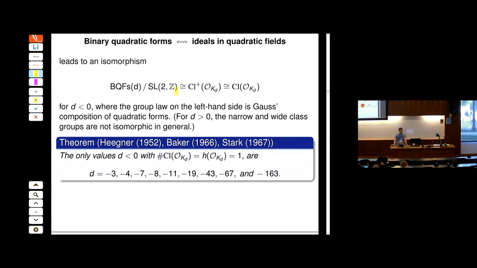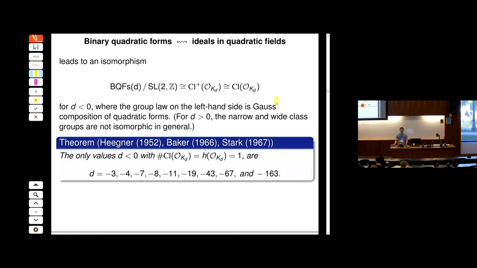Then you get more... the class group is a quotient of this, so you are doing a wider equivalence and then you get fewer classes. But it turns out that with a negative discriminant you don't gain anything, you don't have any new classes if you mod by GL2Z.